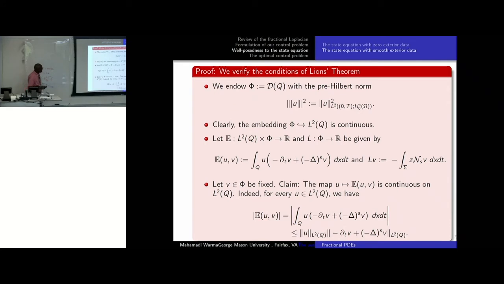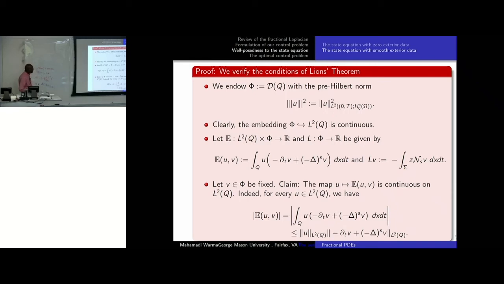Then the proof, I will test it. In the Lions theorem, I take phi to be the space of test functions, but I do it with the norm L2 of (0,T) with values in H^s_0 of omega, with the associated scalar product. Then, of course, this embedding is continuous. That is the first condition. I define my bilinear form and my linear form. The bilinear form is exactly what we see in the definition of very weak solution, and the linear form is exactly what we see in the right-hand side there.